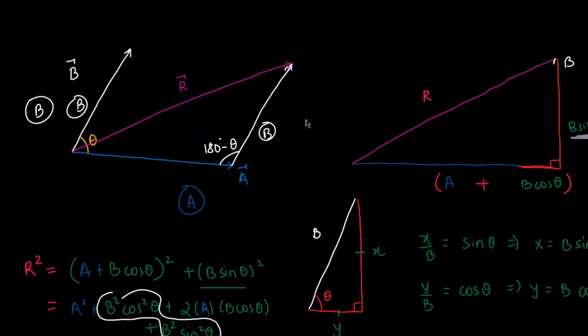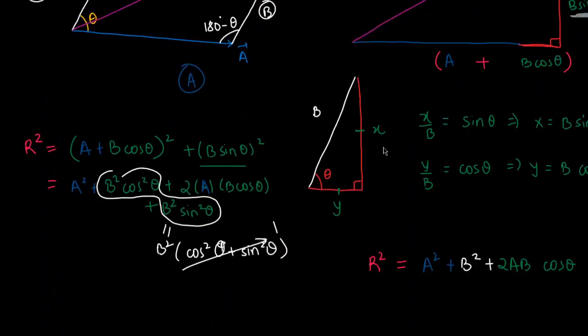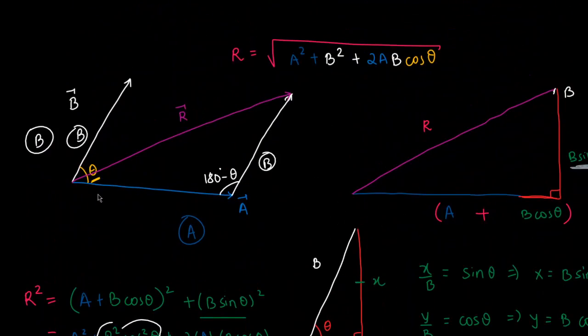So to summarize, if you had these two vectors a and b, then the resultant that you get, you can find out its magnitude, and the magnitude is, just for one more time, the magnitude is equal to the square root of a squared plus b squared plus 2ab cosine of theta. Notice this is the same theta that we started working with right here. That was in the problem statement.